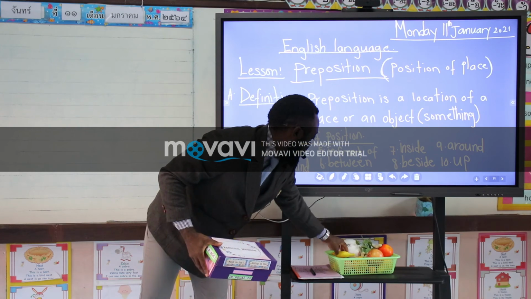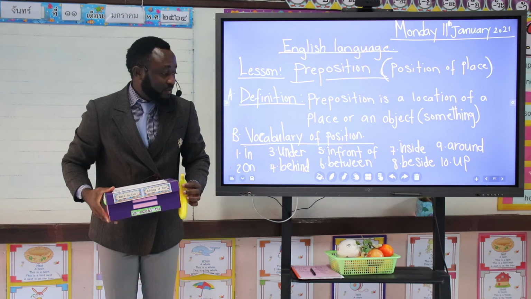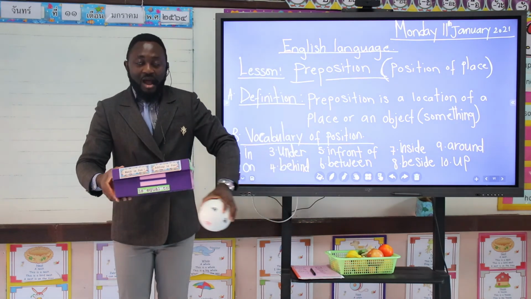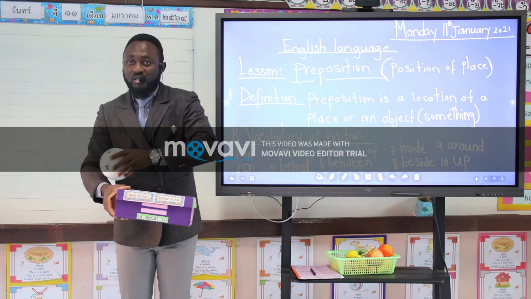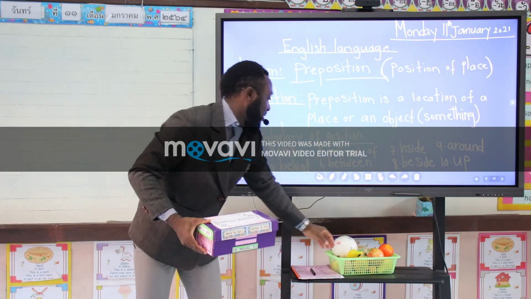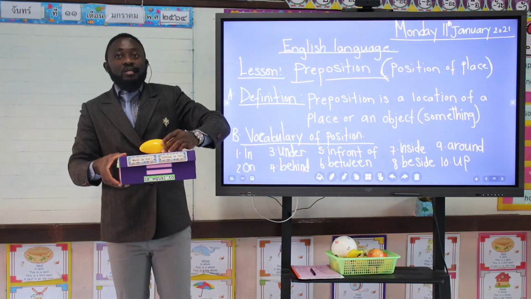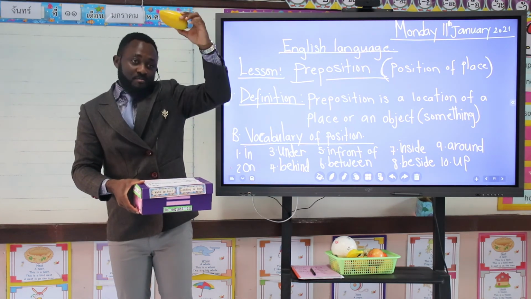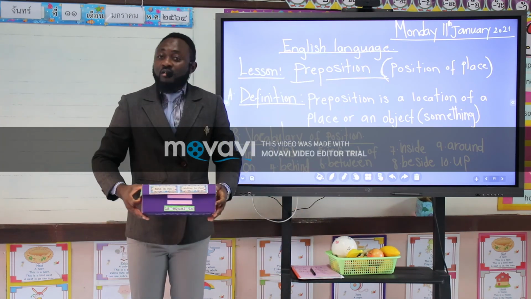Next, we have a banana beside the box. And the ball, around. The ball is spinning around the box. The last one is up. The mango is up the tree. Okay. So thank you very much for these examples.